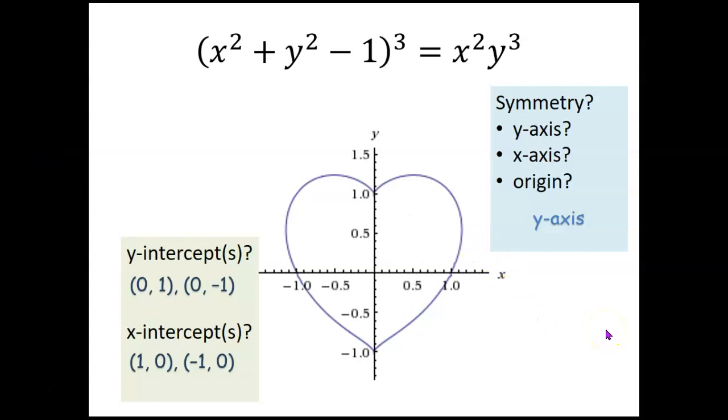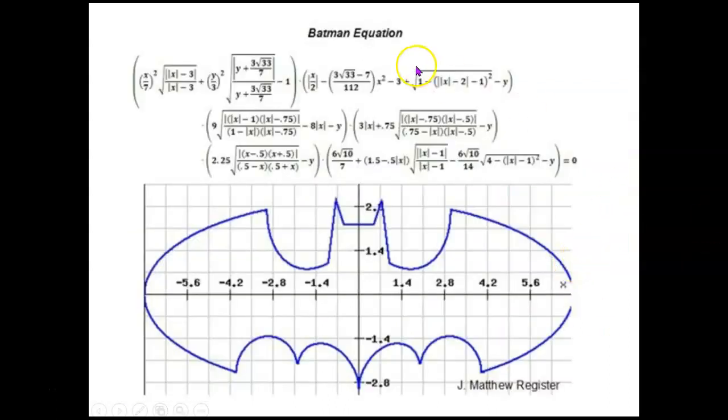And now for something really elaborate, the Batman equation. So this big, ugly, complicated equation right here has a graph that looks like the Batman symbol. So all the points on this graph have x and y coordinates that satisfy this equation. Now you may be wondering, how on earth could anybody have come up with an equation that complicated where the graph turns out to be this Batman symbol?